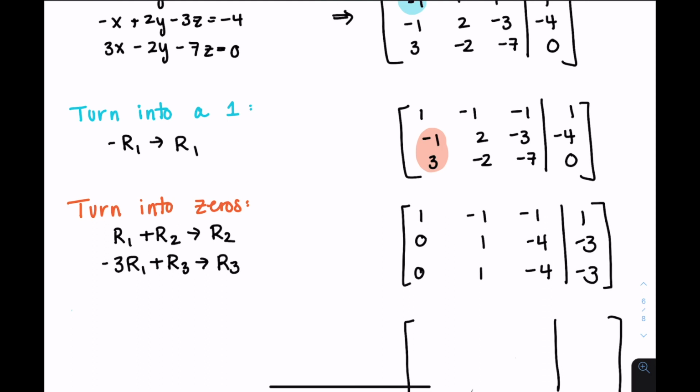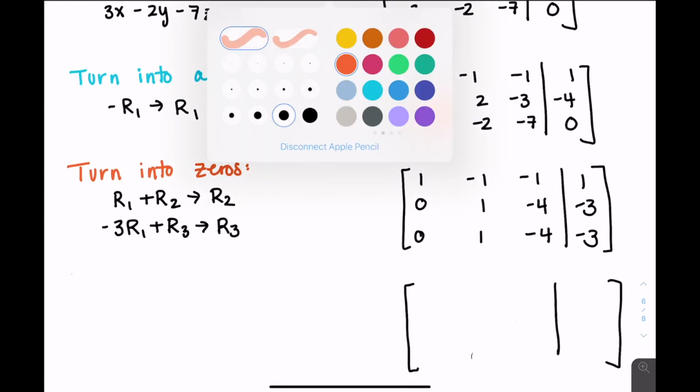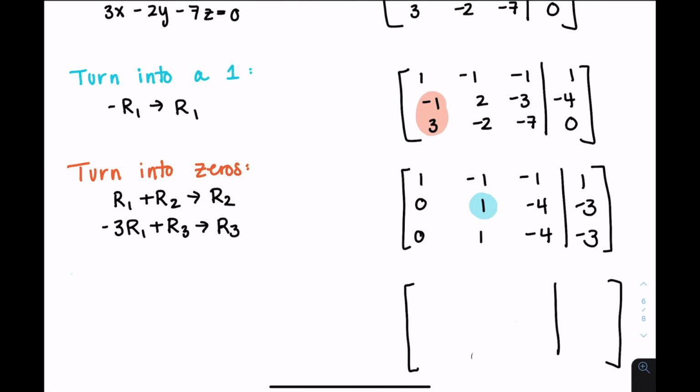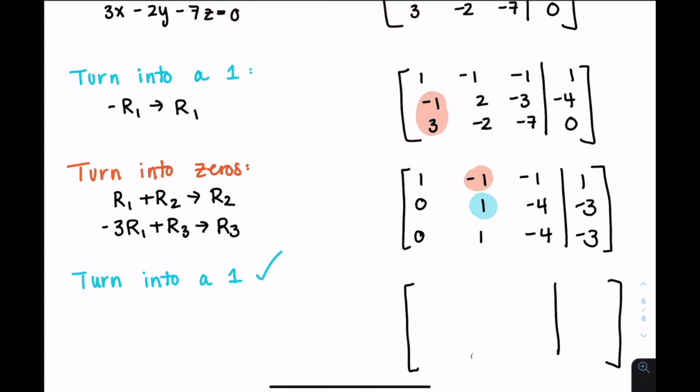So really, you could actually stop here because if you notice, you've got exactly the same equation in both of these, which is going to tell you that you have that dependent system. But if not, you're going to repeat the same process. So you want to turn this into a 1, but lucky for us, it is a 1. So this is done. Then you want to go ahead and turn these into zeros.